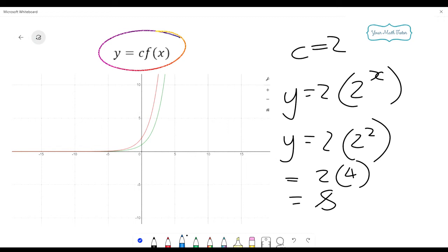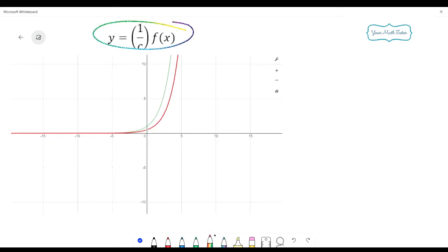So x is equal to 0 went from being 1 to 2, and then x is equal to 1 went from being 2 to 4, and then x is equal to 2 went from being 4 to 8 according to our calculations. So with this transformation, our graph has been stretched by the factor of c vertically.